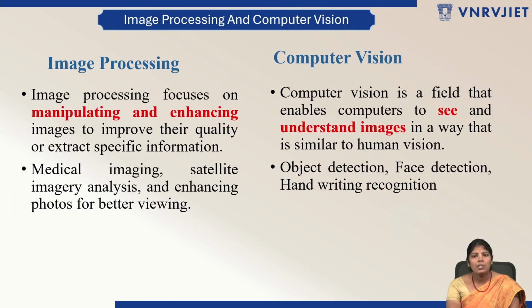Next, you can see the definition. In image processing, we are manipulating and enhancing the images. But in computer vision, we are not manipulating any images; we simply give the image as the input to the machine. Then we use some algorithms and train the machine to understand the images. Finally it will recognize the image even if it is different. We are training it to understand the image, and it will respond.